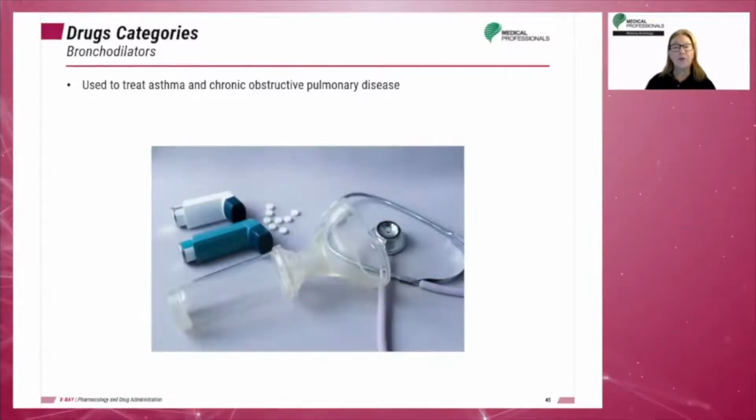Bronchodilators are used to treat asthma and chronic obstructive pulmonary diseases. These drugs work to dilate bronchioles by relaxing spasms in the bronchial walls. Epinephrine, or adrenaline, administered intravenously, can be directly injected into the heart in emergencies. It can also be used to treat angioedema, shock, respiratory distress, or severe allergies.